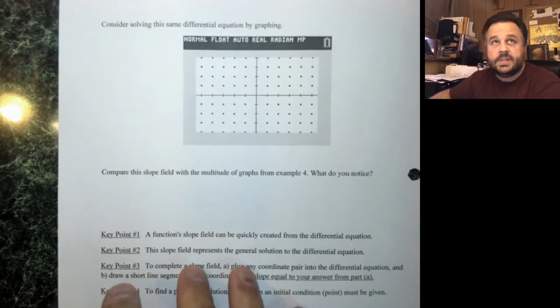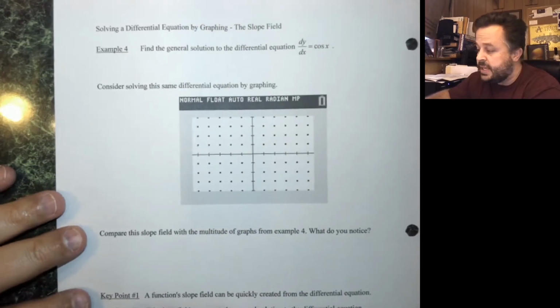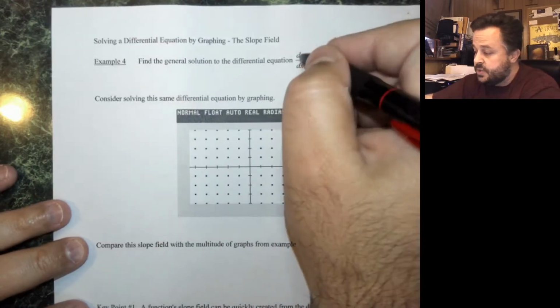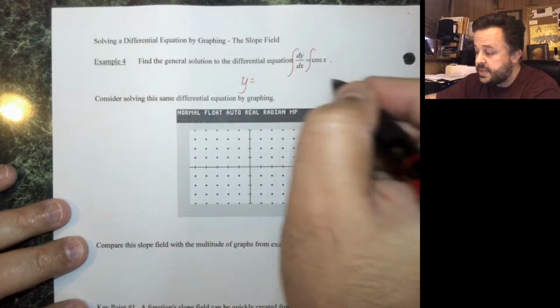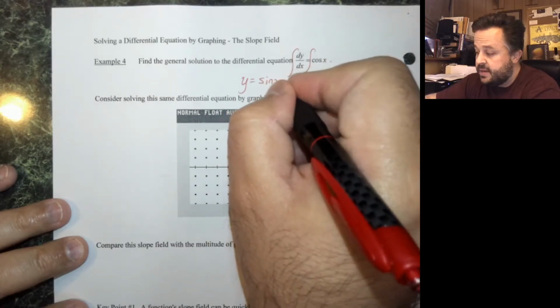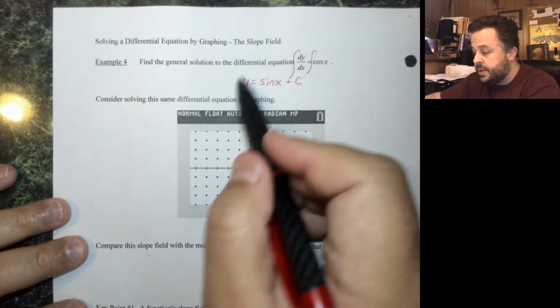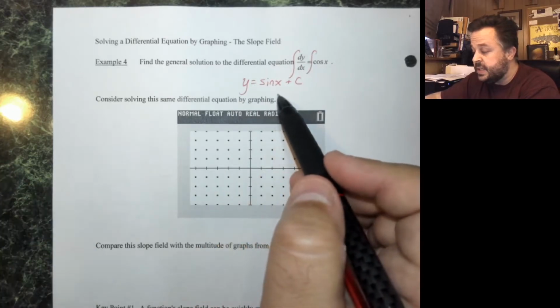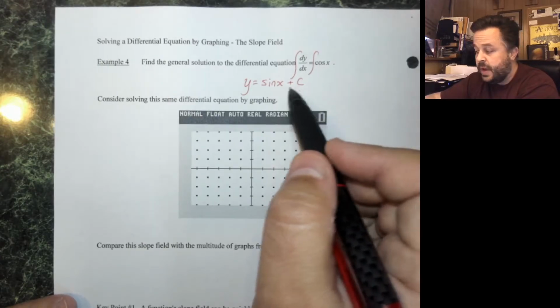So let's start with an example. Example 4: find the general solution to the differential equation dy/dx equals cosine x. So we'll start by anti-deriving both sides, and I get y is equal to the sine of x plus c. So this is a pretty straightforward solution, nice and easy. We have the general equation, sine of x plus c. We know that c could stand for any constant.